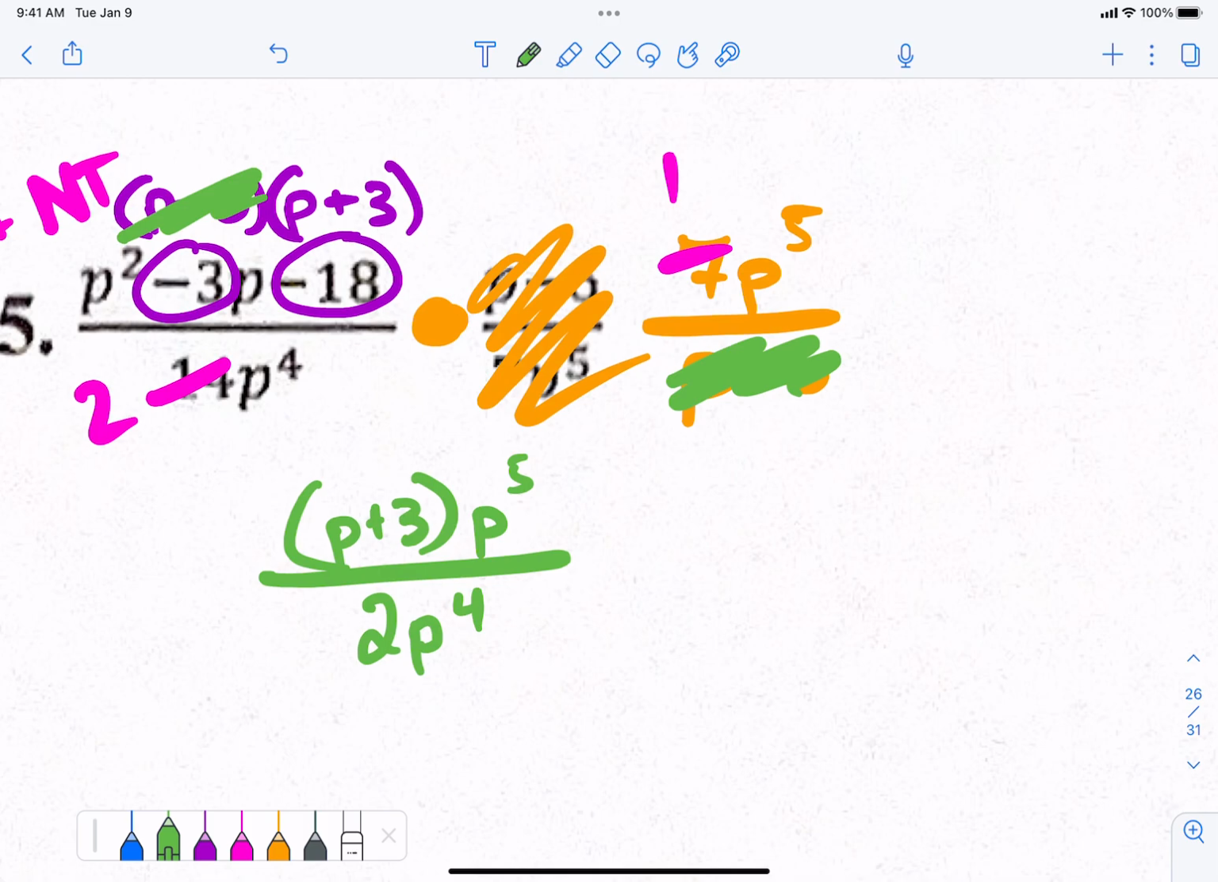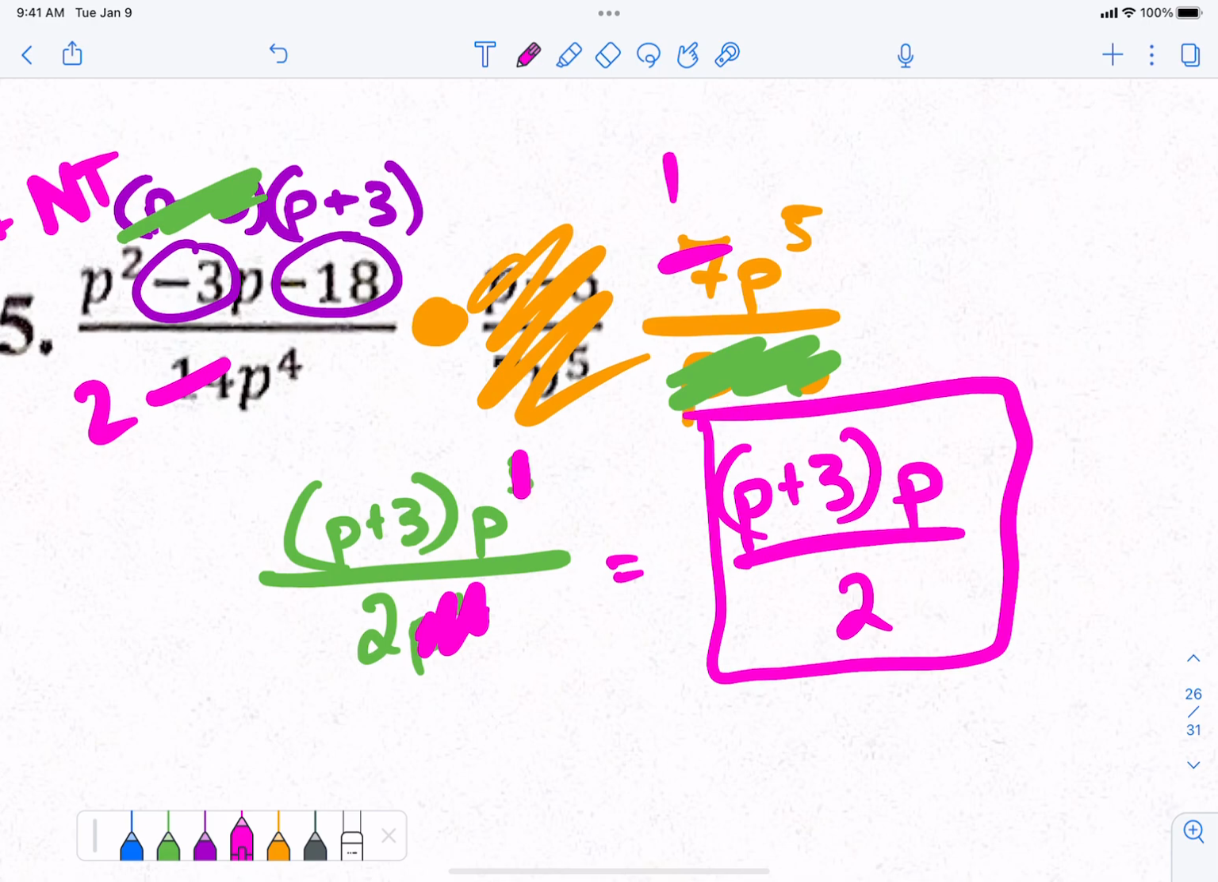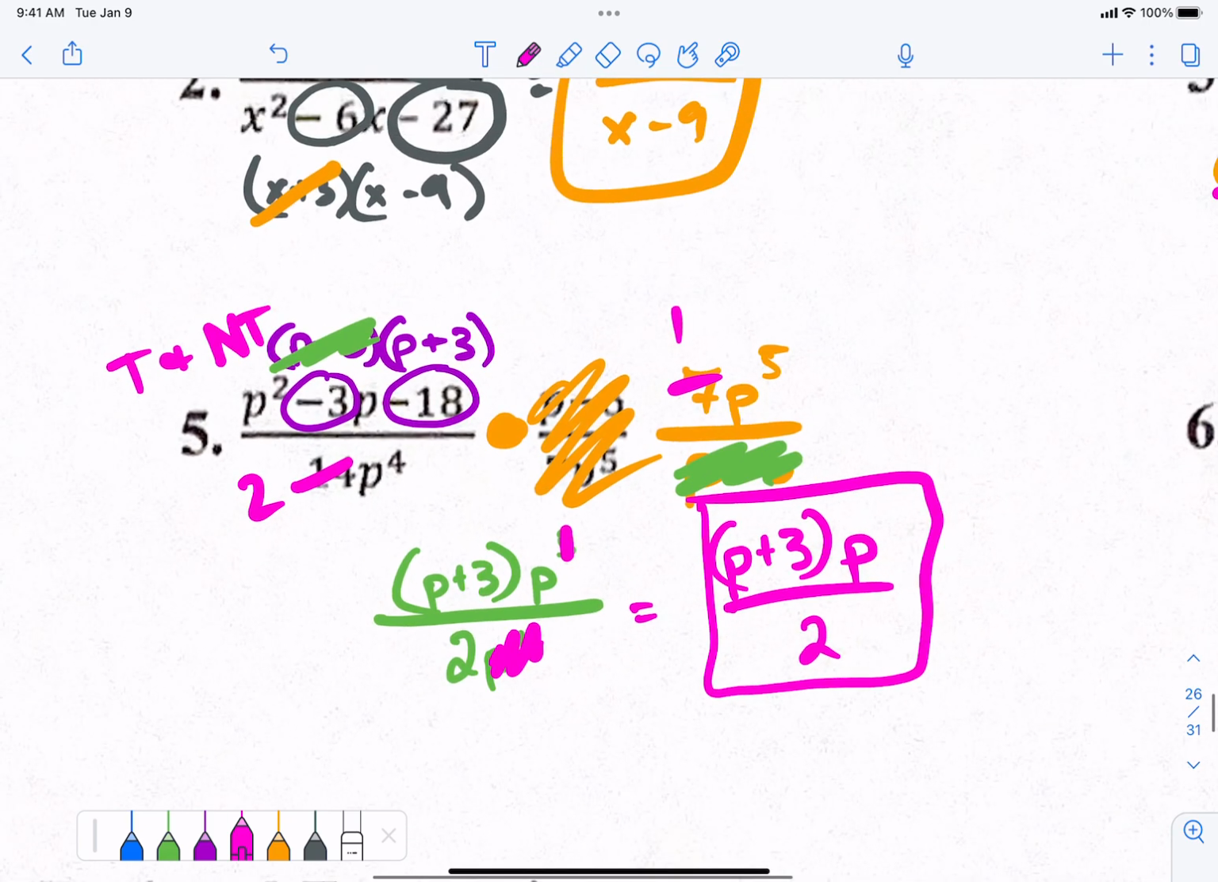Can we cancel these two? Yeah. Are they trapped or not trapped? Not trapped, so we can cancel those. So these 4 will cancel with 4 of them up here, so I'll have 1 p on the top. So p plus 3 times p over 2. Happy with that? Does that make sense? Yeah.